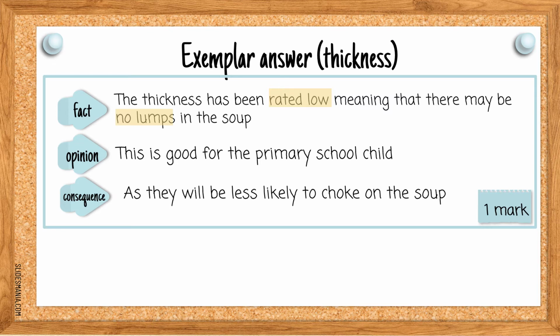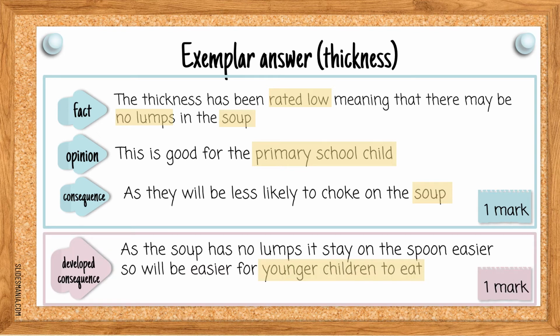We've given our opinion by stating this is good for the primary school child. Again, stating the person in the question in our answer. And finally, we've given a consequence, so explaining why this is a good thing, as they will be less likely to choke on the soup. So we've stated the product as well, so we've been specific in both our fact and our consequence to the soup by stating that it's a soup we are talking about. Once you've done your fact, your opinion and your consequence, you will then gain your first mark for thickness.